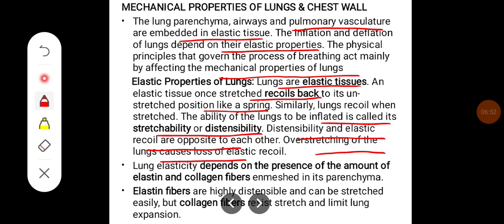Lung elasticity depends on the amount of elastin and collagen fibers enmeshed in its parenchyma. Elastin fibers are highly distensible and can be stretched easily, but collagen fibers resist stretch and limit the lung expansion.